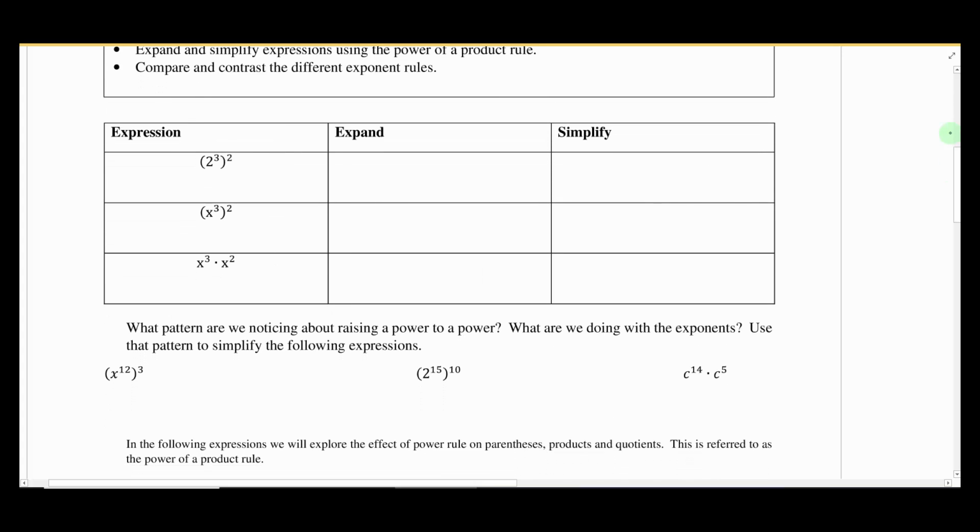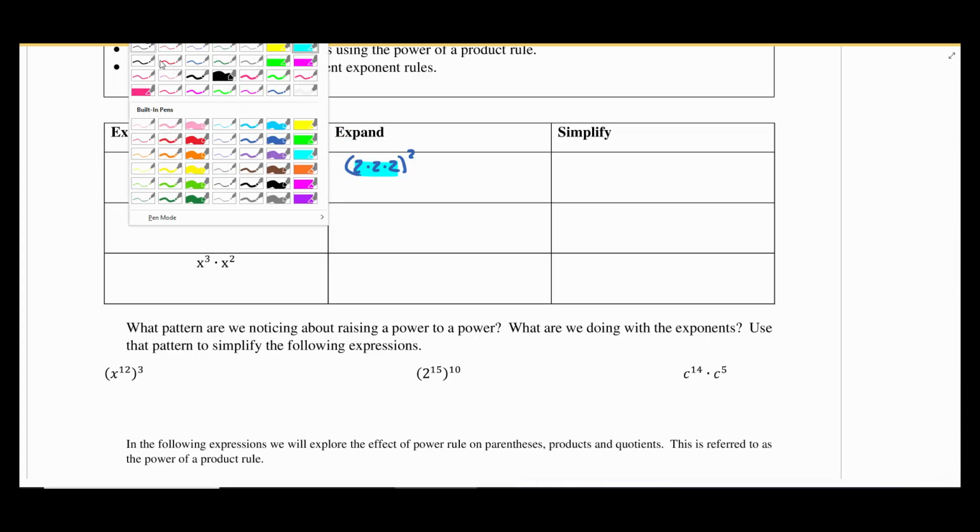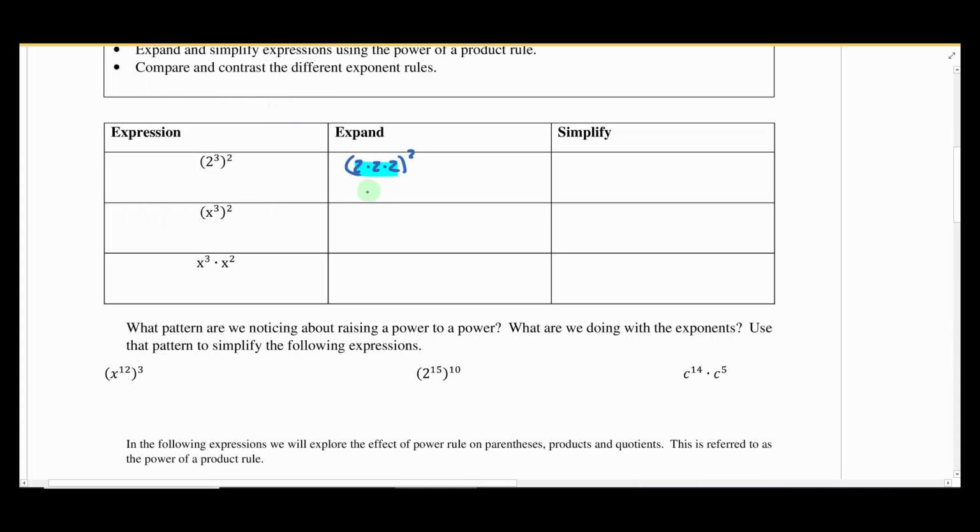This is a good opportunity to look at what the power rule does. All right, so you can see here inside the parentheses, we have 2 raised to the third power, and then the entire parenthesis is being raised to the second power. So let's go inside the parenthesis first. We have 2 to the third power, which essentially means 2 times 2 times 2, right? That's inside the parenthesis, and then the parenthesis itself is being squared, right? So that means we need everything inside the parenthesis to be multiplied by itself, all right? So since we have a 2, we want it multiplied by itself twice, right?